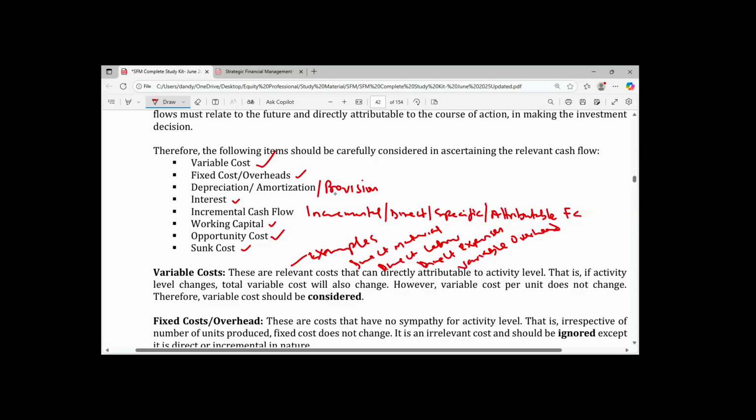So when you see direct material, direct labor, direct expenses, or variable overhead in a question, it means they are relevant. Variable costs are relevant cash flow and should be considered. You must include them in your calculation. When you see variable costs in a question, you have to include them.